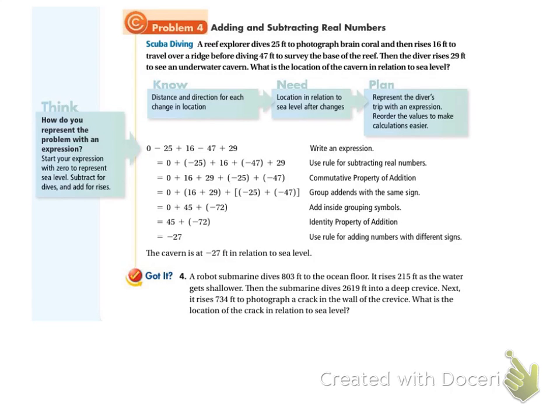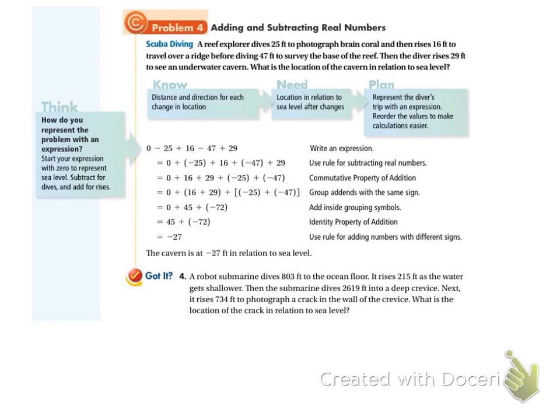Okay, a reef explorer dives 25 feet to photograph brain coral and then rises 16 feet to travel over a ridge before diving 47 feet to survey the base of the reef. Then the diver rises 29 feet to see an underwater cavern. What is the location of the cavern in relation to sea level?